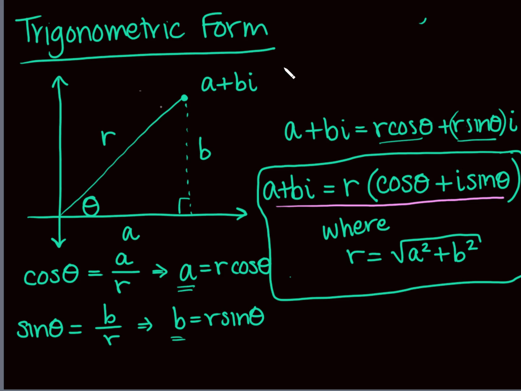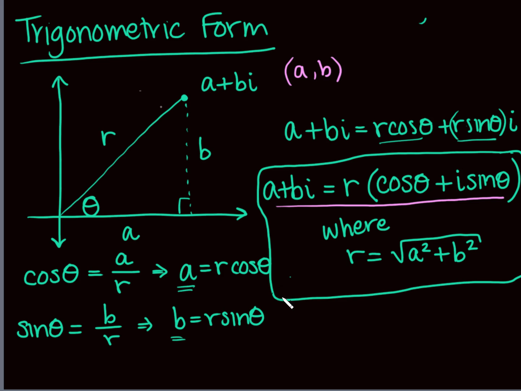And if you think of that a plus bi as kind of like an ordered pair, a comma b, this makes sense. Because we know cosine values are my x values in the unit circle, and sine values are my y values. So it makes sense that the a corresponds to cosine and the b corresponds to sine. So that's really the gist of the whole thing. That's going to be my form.